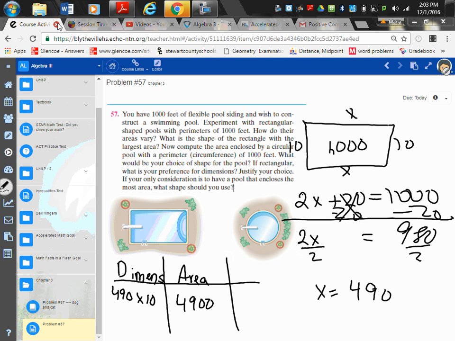Alright, what that means is that is where you're writing with the words and you're explaining to me why you want that swimming pool. Your only consideration is to have a pool that encloses the most area. So you want your pool to have the largest area that you can have. So that's why you do this piece right here. This piece, you have to do a minimum of 10 times. You have to have 10 different sets of dimensions.